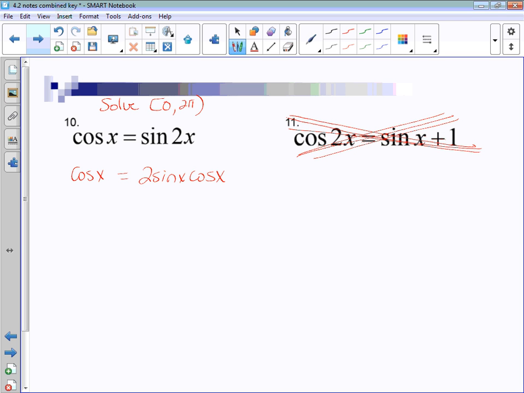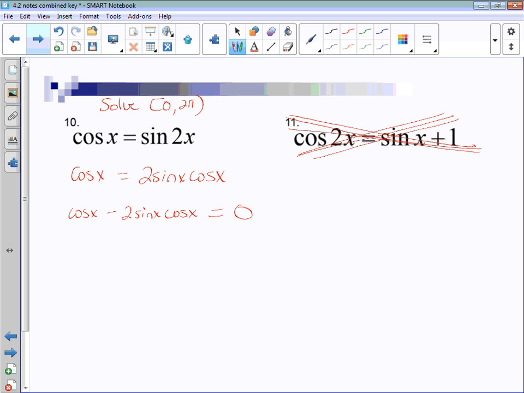For your quiz on Friday, I will give you the double angle formula. Okay? So, it still looks different than the other ones we've done. So I'm going to bring that 2 sine cosine over to the other side. So I'm going to have cosine of x minus 2 sine of x cosine of x equals 0.